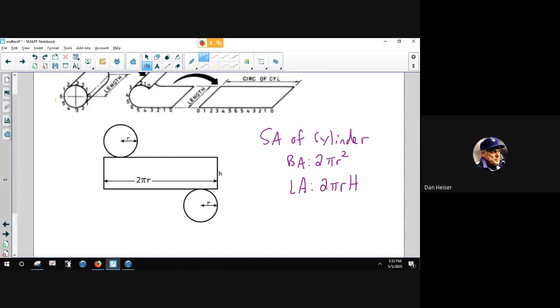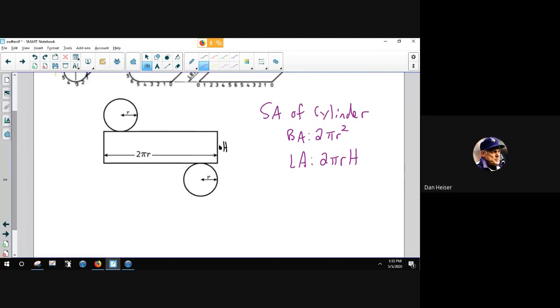I'm going to make one little switch on this picture here. I'm going to make that a capital H. Typically with solids, we use capital H to represent the height of the solid. Little h would be the height of an individual polygon. But since this represents the height of the entire cylinder, it deserves a capital letter. Put all this together, and the surface area of a cylinder is 2 pi r squared plus 2 pi r h.